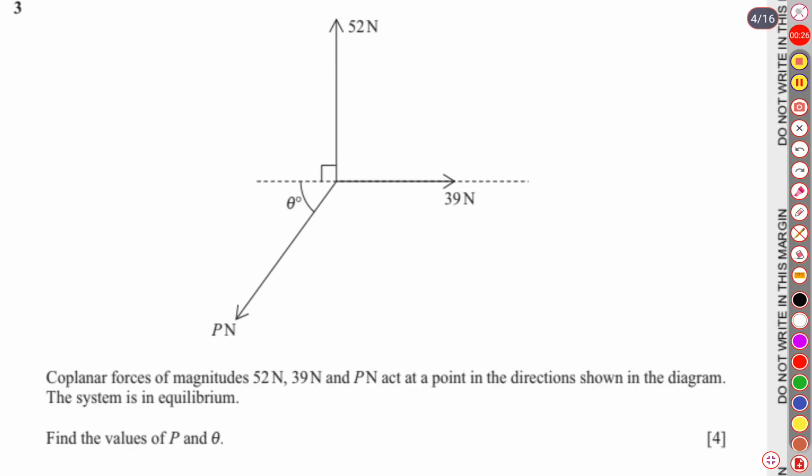Coplanar forces of magnitude 52 Newton, 39 Newton and P Newton act at a point in the direction shown in the diagram. The system is in equilibrium. Find the values of P and theta. One of the most interesting and easiest questions.